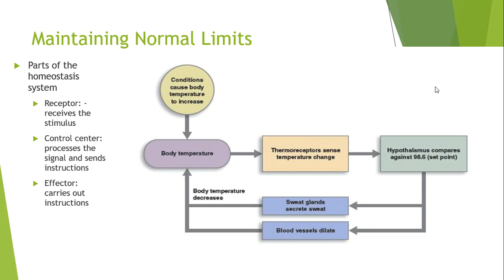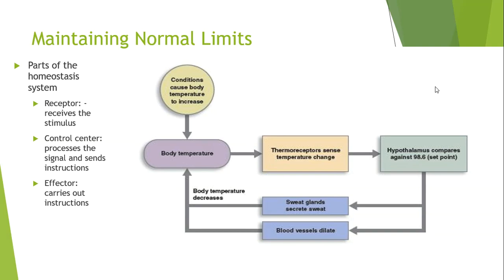Again, you can see a graphic here of physiological changes in response to a stimulus. You'll have three parts of the homeostatic system. Usually you have a receptor, which is going to receive your stimulus, whatever that may be, the control center that's going to process that signal and send the instructions to an effector that's actually going to carry out those instructions. So the example I have over here to the right is conditions that will cause your body temperature to rise. The stimulus would be changes in body temperature. Your receptor is going to be thermoreceptors that are somewhere in the body.